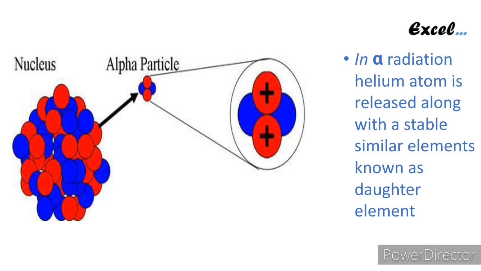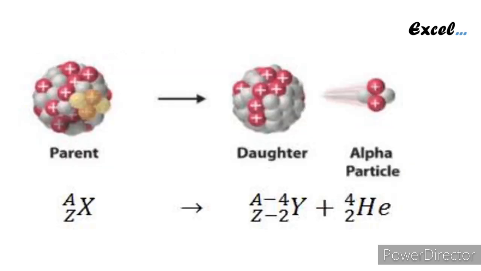Therefore, in alpha radiation, a helium atom is released but without electrons, along with a stable or similar element known as the daughter element. From the figure, you can see that an unstable parent element forms a stable or daughter element with the release of an alpha particle.